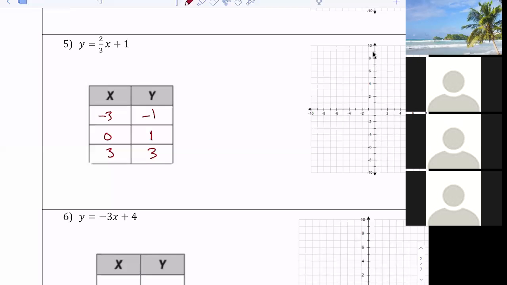If I say type in 2/3 x plus 1, you can't type in 2/3 plus 1x. You can't type in -2/3 x plus 1. You actually have to type in what I tell you to get the right answer.